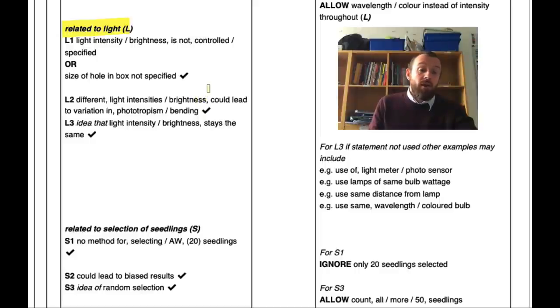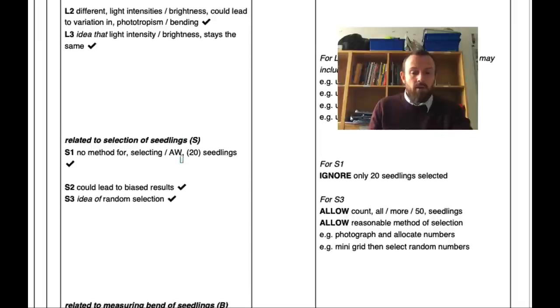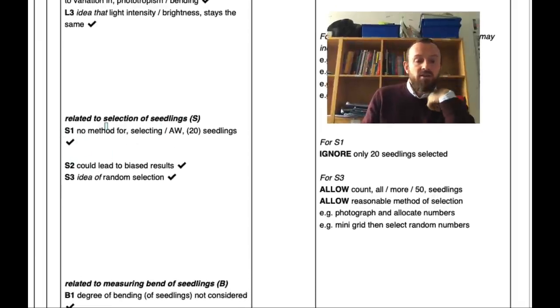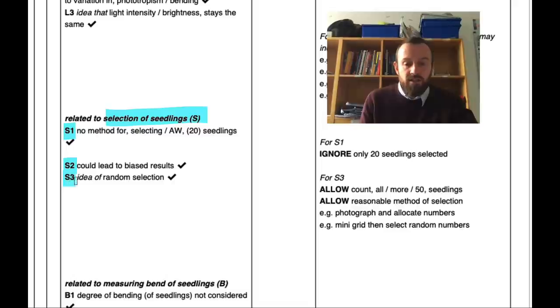And also, we don't really know about the color of the light, the wavelength of the light, so that's something down here as well. It says allow wavelength or color instead of intensity throughout. So if we talked about the wavelength of light instead of the light intensity, that's also a limitation. So that first limitation is all about light limitation. Then there's the explanation is L2, and the suggestion of how to improve it is L3. Let's look at the next limitation. Again, the mark scheme is arranged as S1, S2, S3. So the selection of seedlings, the fact that it's a limitation, the explanation of why it's a limitation, and the idea of how you could improve it.